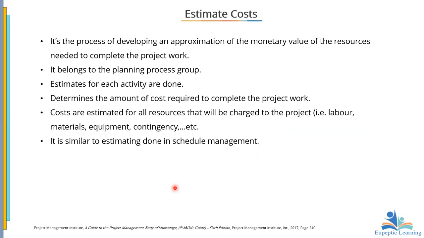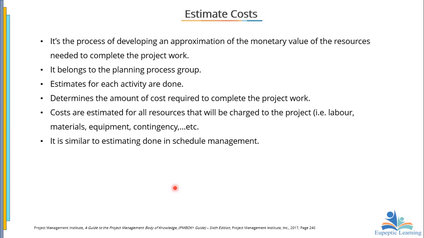Estimate cost. How do we estimate cost? It is the process of developing an approximation of the monetary value of the resources needed to complete the project work. It belongs to the planning process group. Now, remember the first process in the cost management was what? To plan cost management. Once we plan cost management, the next thing is to do what? To estimate the cost. Okay, so we are on the second process, which is estimate cost.